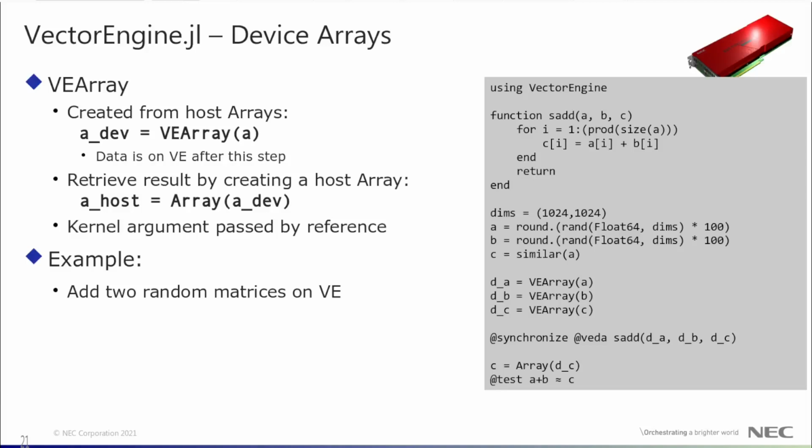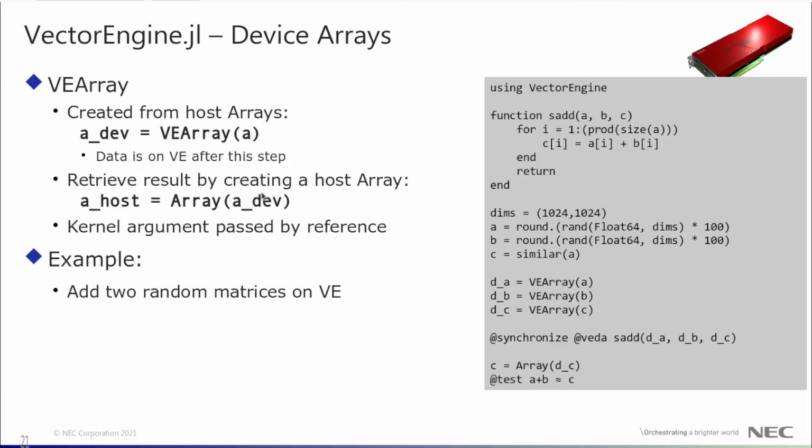Device arrays are called VE array. They are created from host arrays. A_dev is assigned the VE array object. Once this assignment happened, the data is already allocated and transferred to the vector engine.